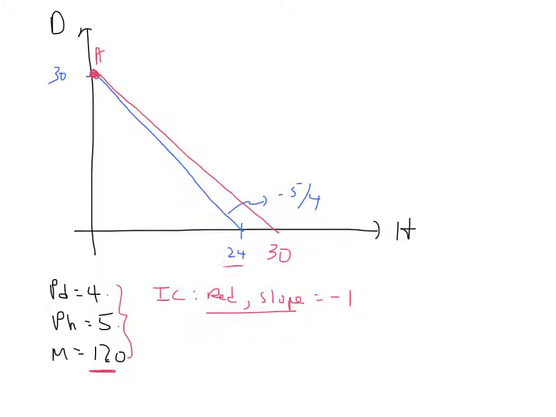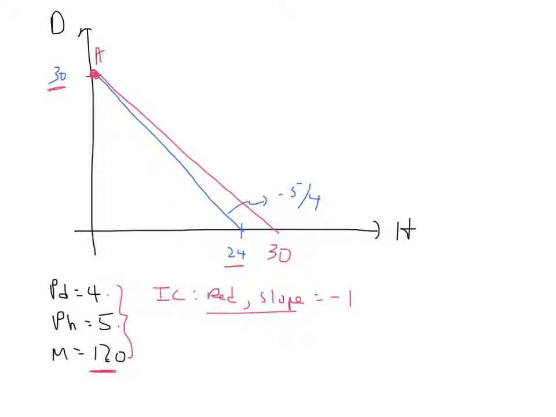120 over 5 is 24, 120 over 4 is 30. So we have the intercepts of the blue budget. I've superimposed a red indifference curve onto the picture so you can see that the best that the consumer can do is point A, which is 0 hollyhocks and 30 delphiniums.